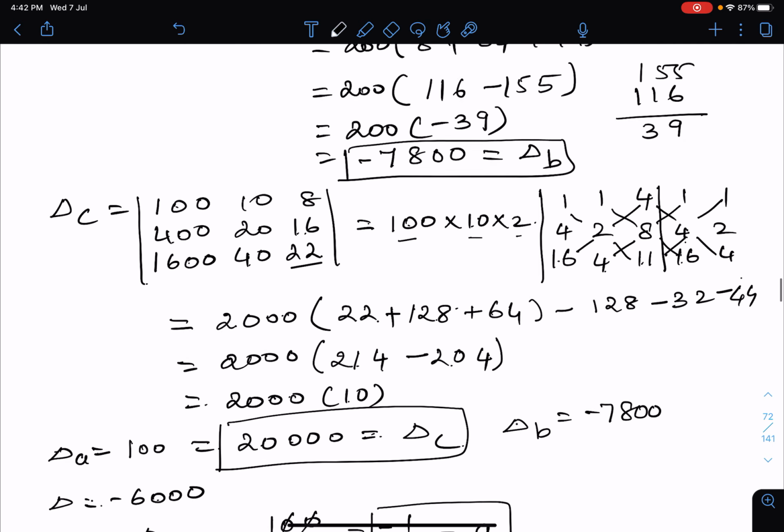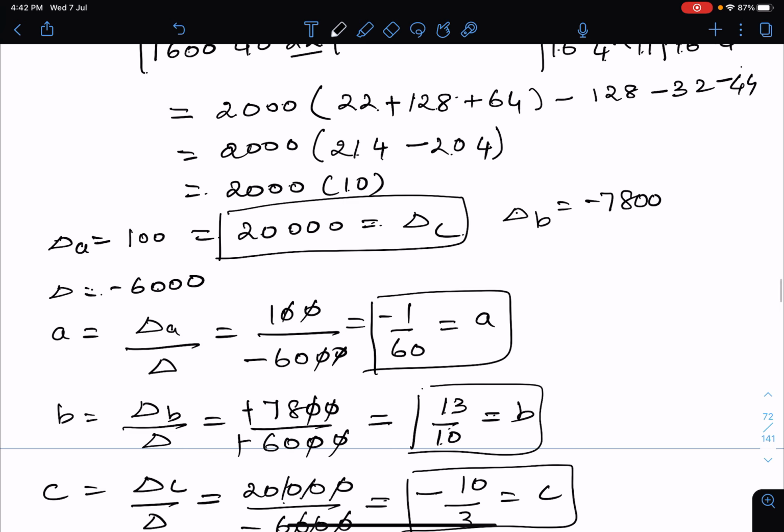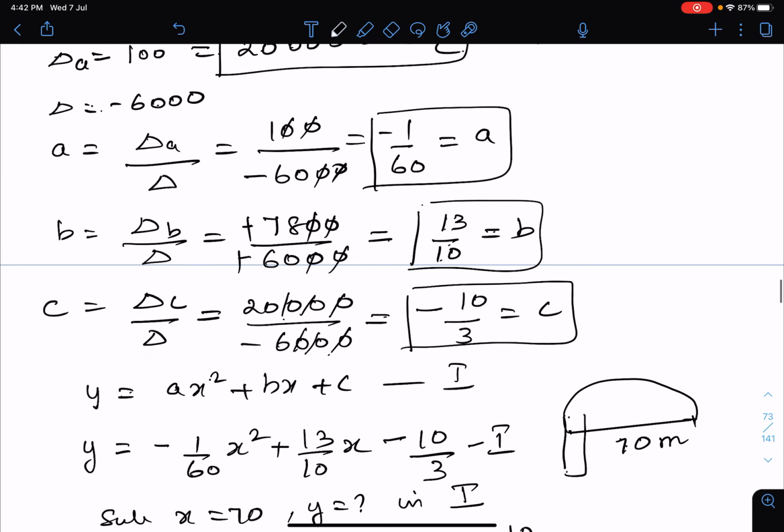Now, we have got del A, del B, del C. Now we are going to find A. Using Cramer's rule, A equals del A by del. Therefore, we get A equals minus 1 by 60, and similarly for B and similarly for C. So you are going to substitute these 3 values in equation 1.